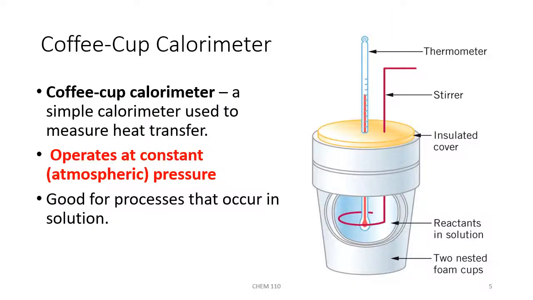For reactions that occur in solution and can operate at constant atmospheric pressure, a coffee cup calorimeter is a simple device to use to set up an isolated system. We're assuming that all of the heat from the reaction stays inside of the calorimeter and none of it is lost to the styrofoam cups or to the surroundings. If we can measure our temperature before and after a chemical reaction or process, we can figure out how much heat was absorbed or evolved from that process.